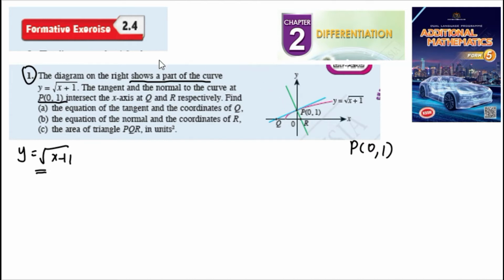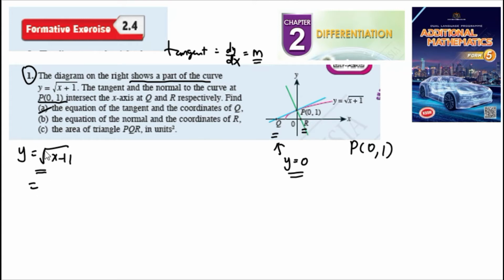So we know tangent is equal to dy over dx, and dy over dx is the gradient. Okay, at Q and R, so it intersects the x-axis at Q and R. Find the equation of the tangent and the coordinates of Q. So for the coordinates of Q, we know that at Q, y is equal to 0 because it's on the x-axis, right? Okay, so here we need to find the equation of the tangent first.